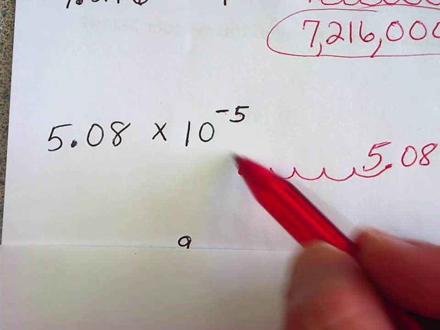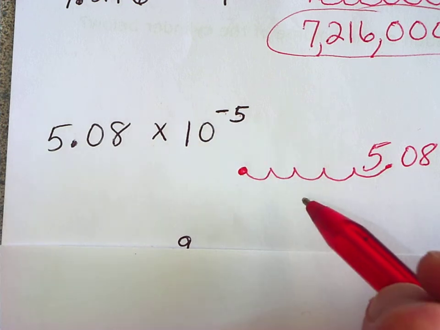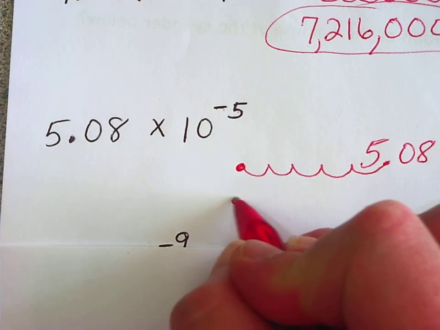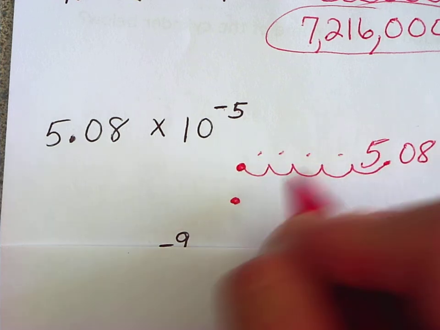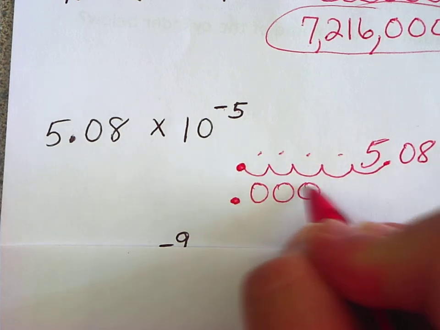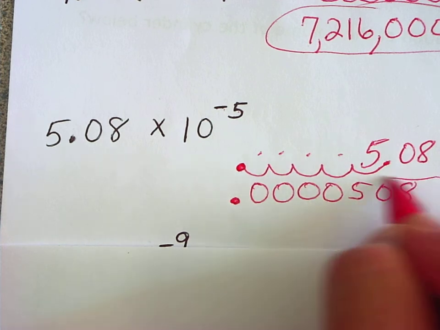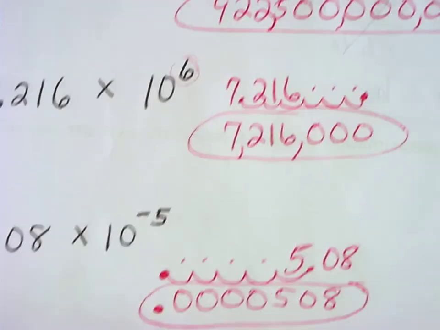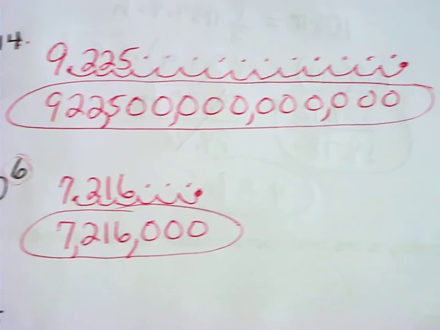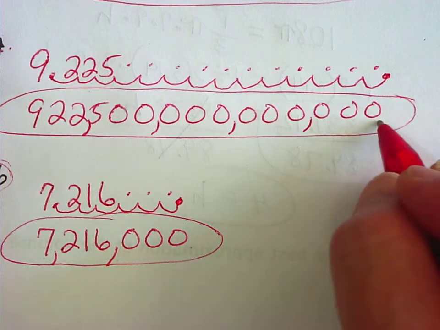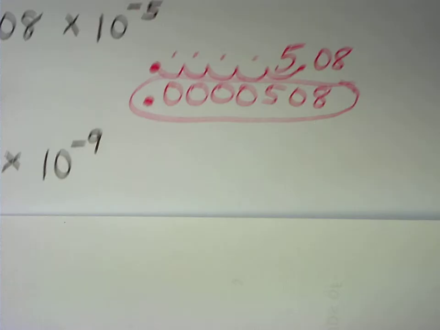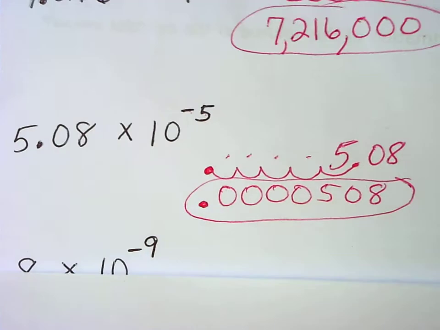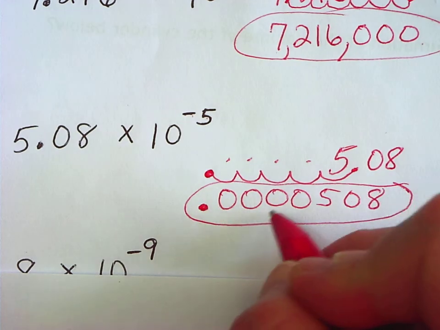Now, because this is a negative exponent, your number is going to be less than 1. So I must include the decimal and 4 spaces where zeros should be: 1, 2, 3, 4, 5, 0, 0, 8. So this is my number. See up here, because these are whole numbers, I really didn't need to include the decimal at the end of my number. But because these numbers are less than 1, I do need to include my decimal: 0.00000508.